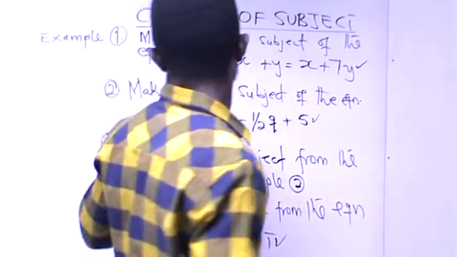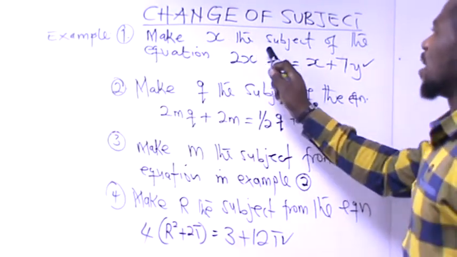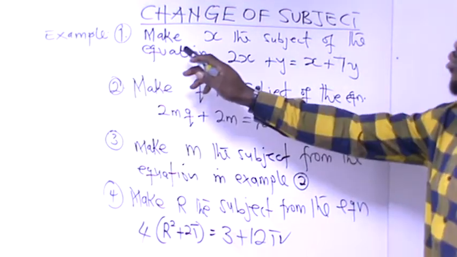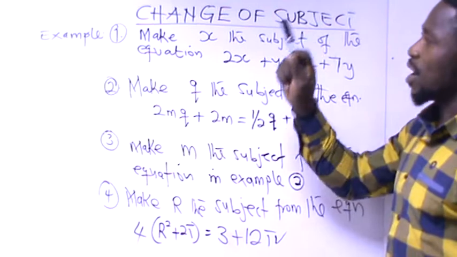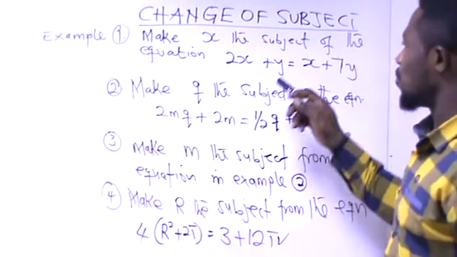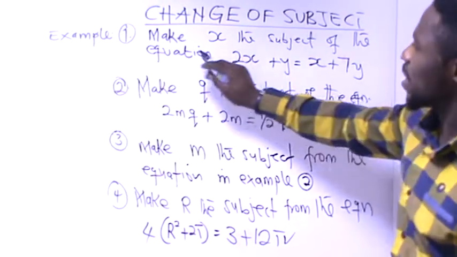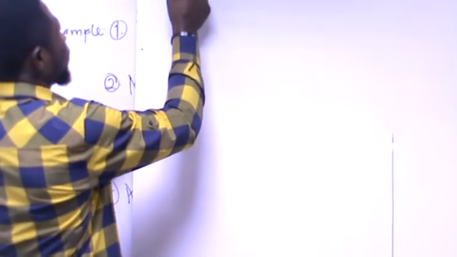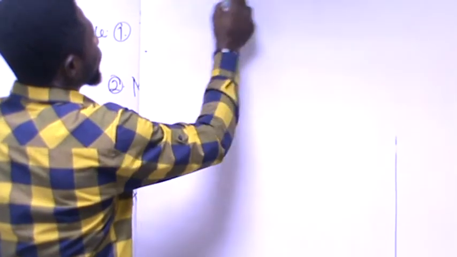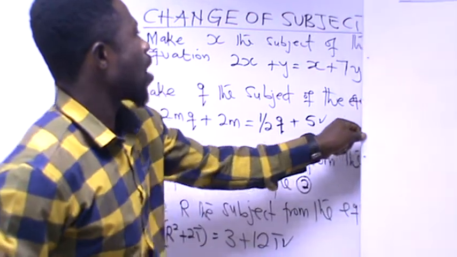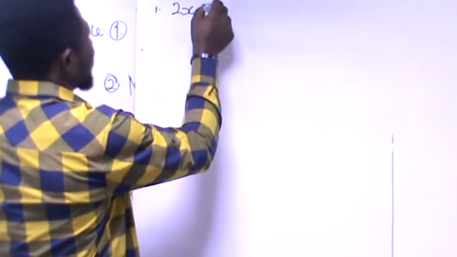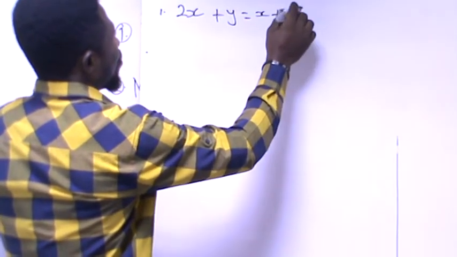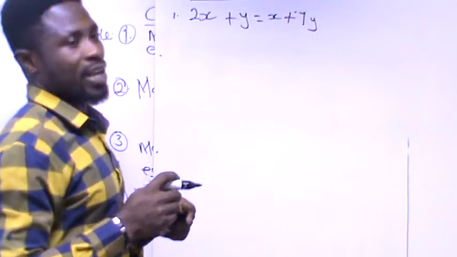So we take the first example, which is: make x the subject of the equation 2x plus y equals x plus 7y, right? So when we are asked to make a variable the subject, you'll be given an equation like this. Then you'll be asked to make one variable or one letter the subject. In question one, we are asked to make x the subject, right? So we have our solution. Solution one: 2x plus y equals x plus 7y. So this is the question, and you are asked to make x the subject.